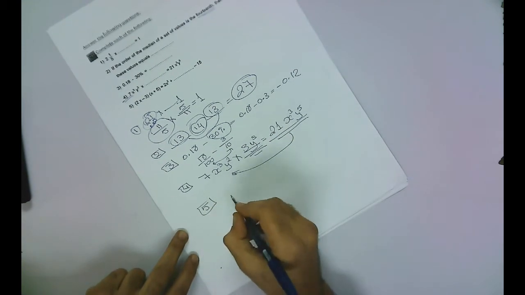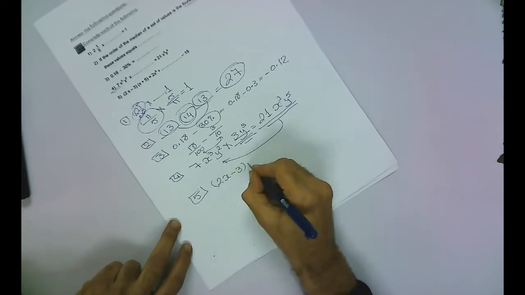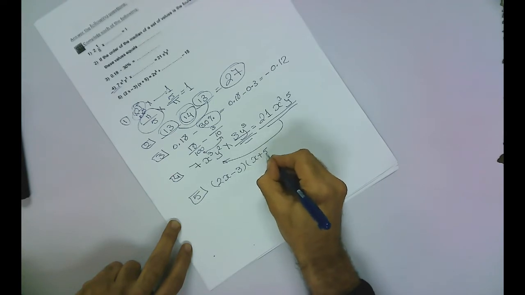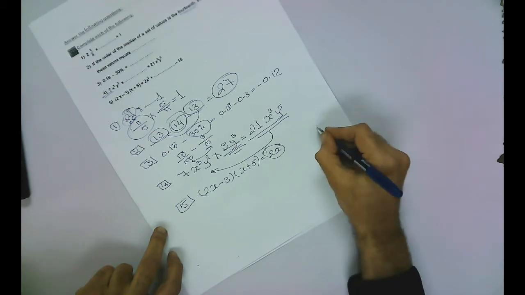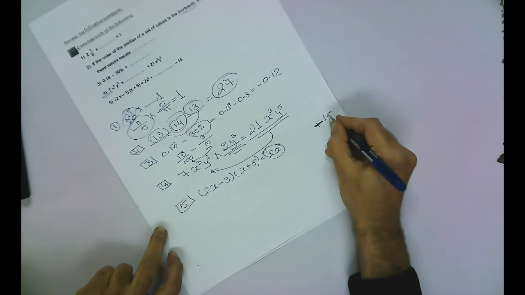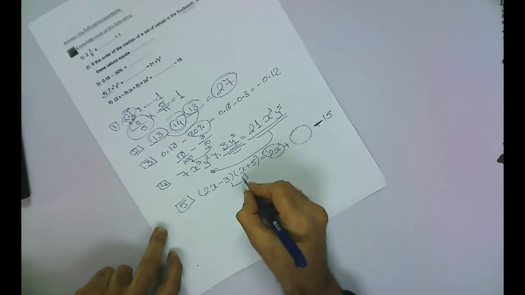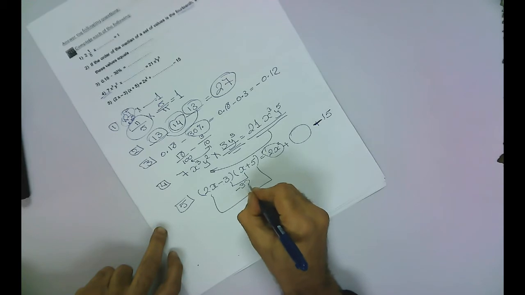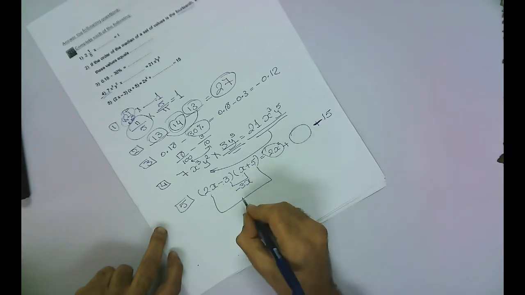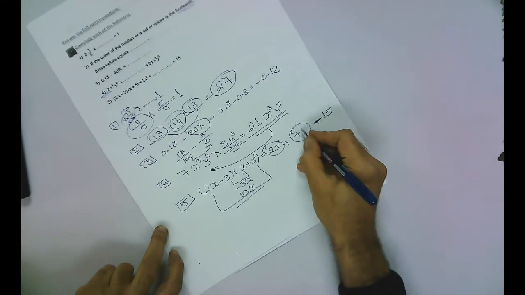Number 5, 2x minus 3 times x plus 5 equals. We get the first term, which is 2x power 2, and the last term, which is negative 15. So we need to get the middle term. The middle term will be the sum of the product of means and extremes. Negative 3 times x equals negative 3x. 2x times 5 equals 10x. The sum will be 7x.